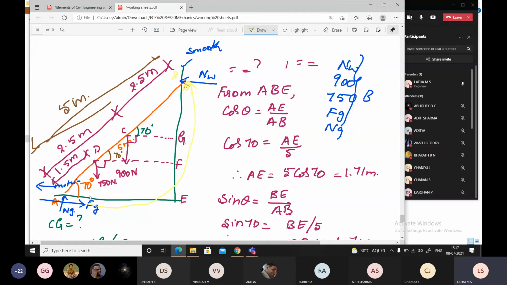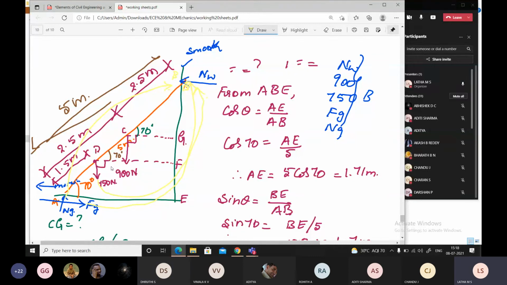Are you following the class? Yes, ma'am. What is the moment of NG about point A? The moment of NG about A is NG into AE, the perpendicular distance. Now take the moment of 750 Newton about point B.